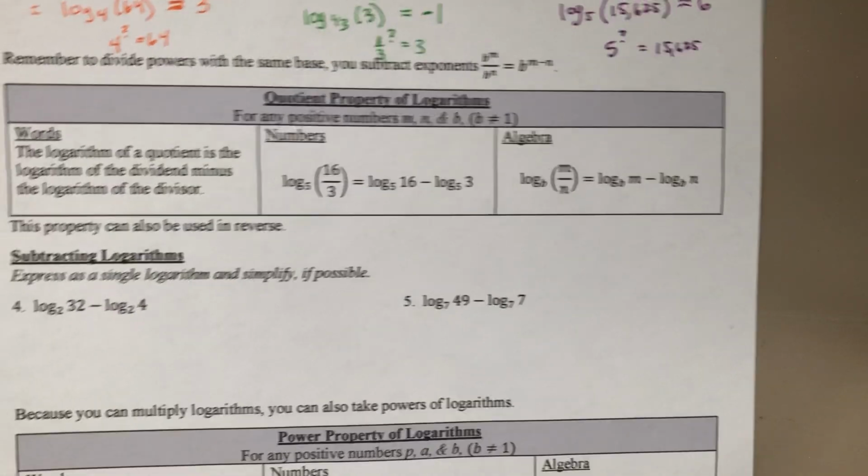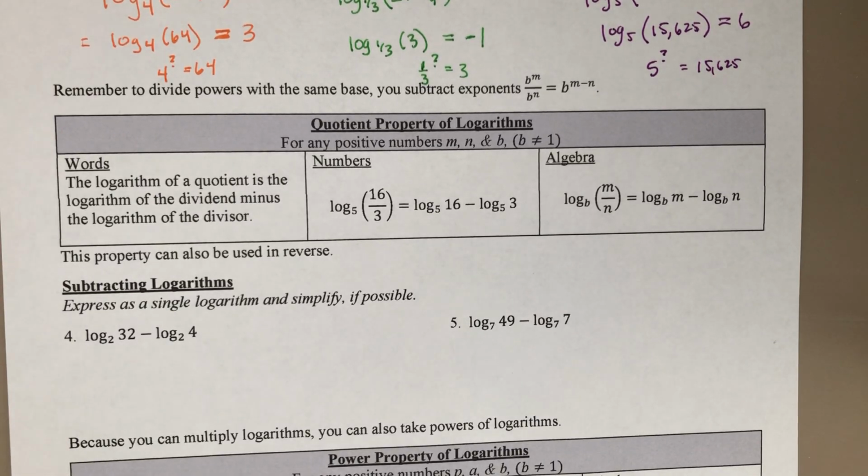Okay, let's see another property. This is called the quotient property. Quotient is division.